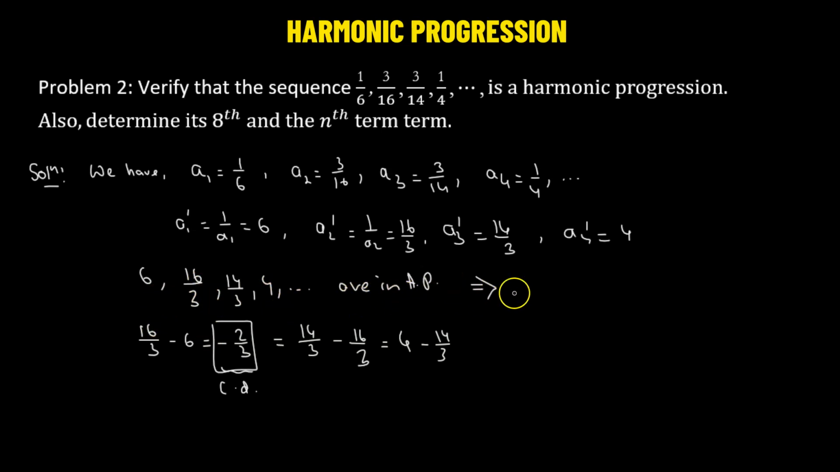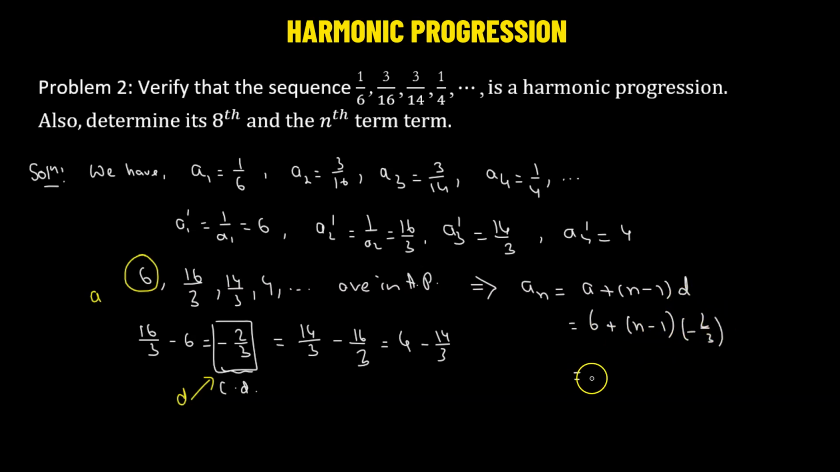Now, because it's an arithmetic progression, we can find out its nth term. The nth term is given by the formula, the first term plus n minus 1 times the common difference, d. Fine. So what's the first term here? The first term is simply 6. Then this is going to be the common difference, which is negative 2 over 3. We're going to substitute this value. So we have 6 added to n minus 1 times d, where d is negative 2 over 3. Let's simplify this. We get 6 minus 2n over 3 plus 2 over 3.